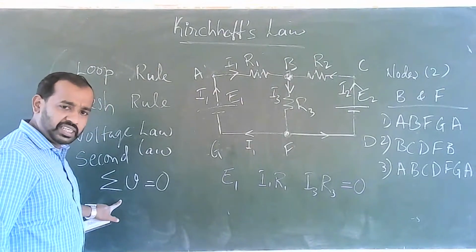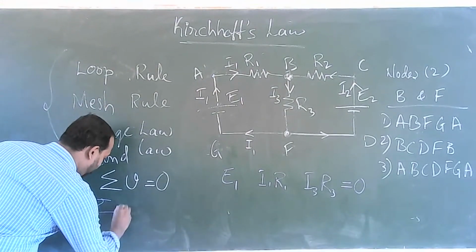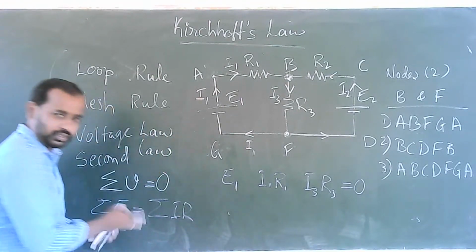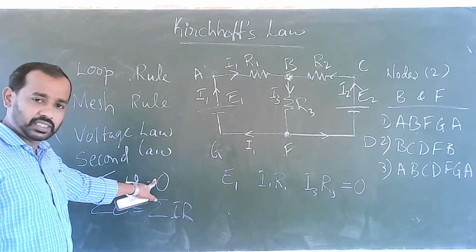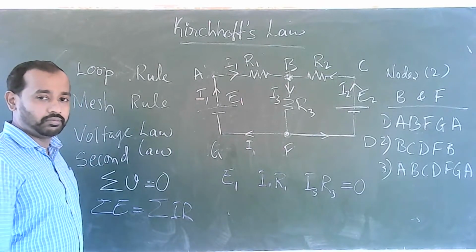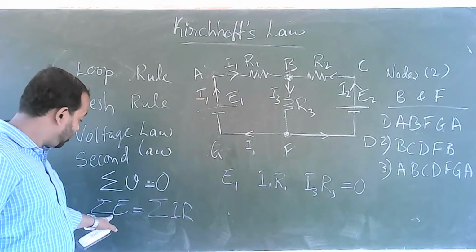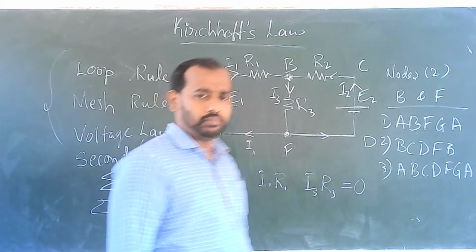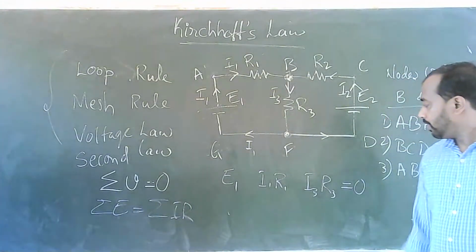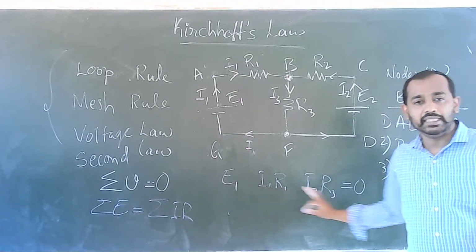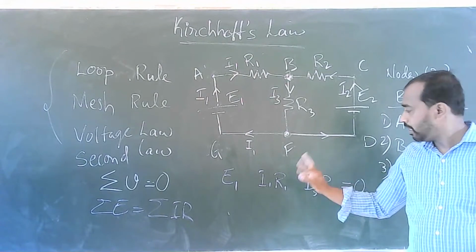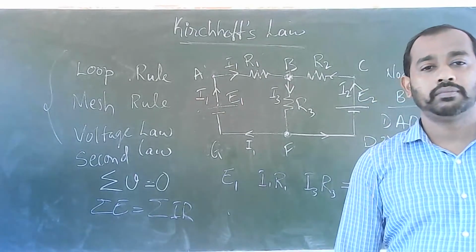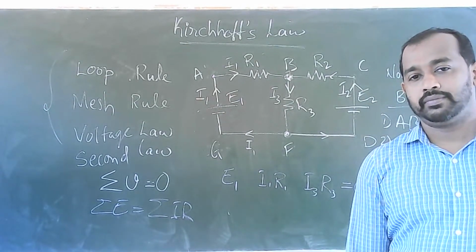This can also be stated like this: algebraic sum of the EMFs must be equal to algebraic sum of the IR drops. Same thing. But the simple one is this one: algebraic sum of the voltages is equal to 0. This one is algebraic sum of the EMFs is equal to algebraic sum of the IR drops in a closed loop. Same law, stated in two different ways. But when we consider like this, then how to place the polarity? Which one is positive, which one is negative? How do you find out that?